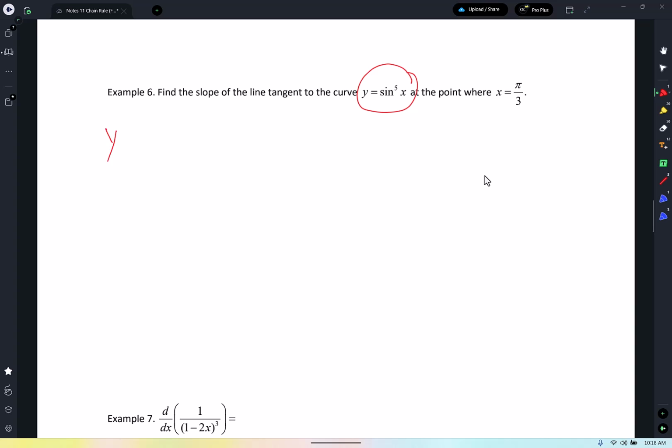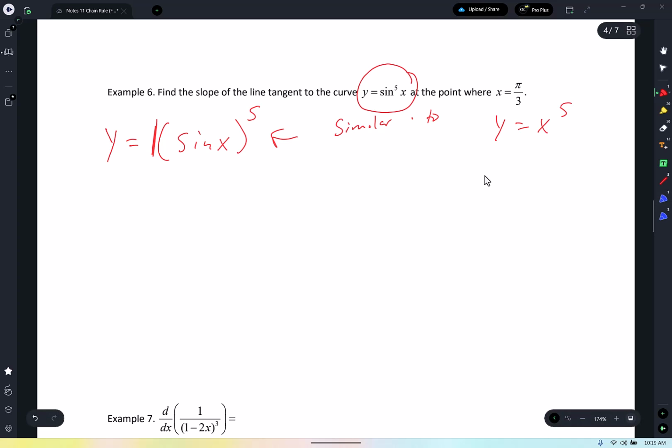So I'm going to rewrite it because we're rookies. I'm going to rewrite it like this. So what is on the outside? Well, nothing, just 1. What's on the inside? The sine x. This is similar to y equals x to the 5th. What is the derivative of x to the 5th? Okay, perfect. That's what you're going to do. But leave the inside alone.